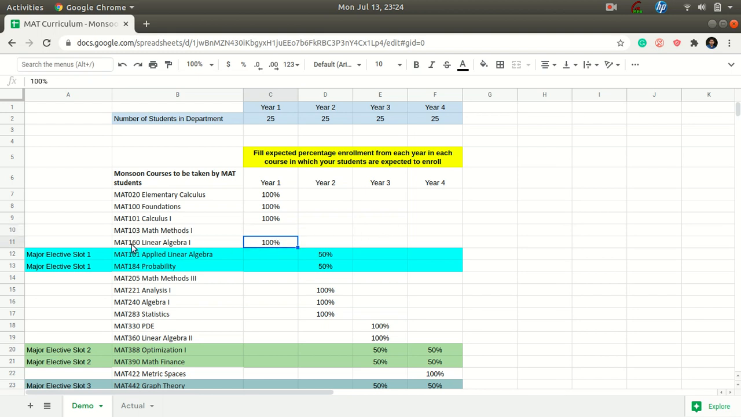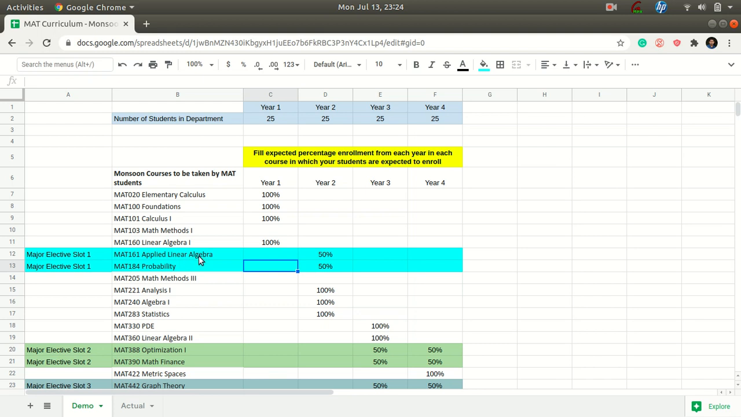Again, similarly, in MAT 160, 100% of first year students will be enrolling. Okay. So that's all the compulsory courses for first year maths. And here's one example of major elective. So these two rows are showing that MAT 161 and MAT 184, for example, are major electives for second year students.